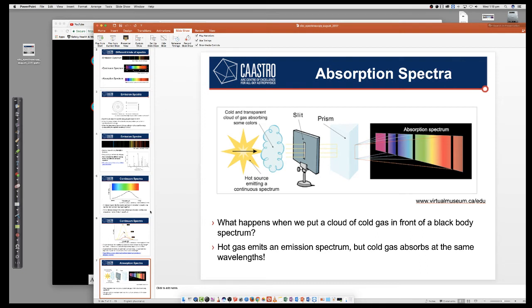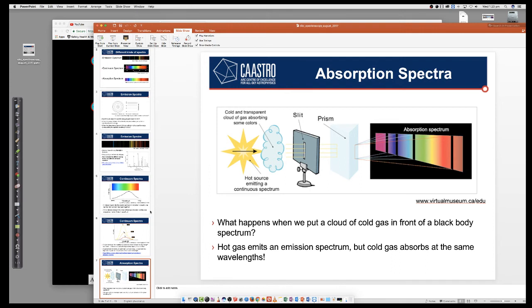So what we're going to do now is take our continuum source, where we've got light at all wavelengths, and in front of that, between us and the continuum source, we're going to put some dense gas. Now we'll make this gas cold, so it doesn't emit light of its own, but we'll make it a relatively low density gas, I apologise, that is cold. So it's not emitting light on its own, but if we did heat it up, then it would emit something like an emission spectrum.